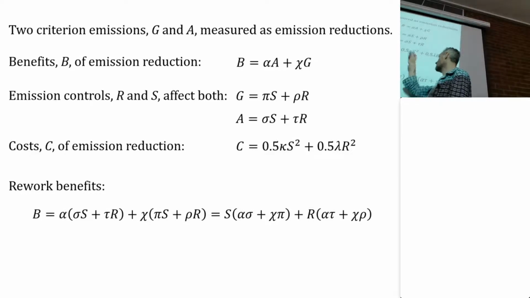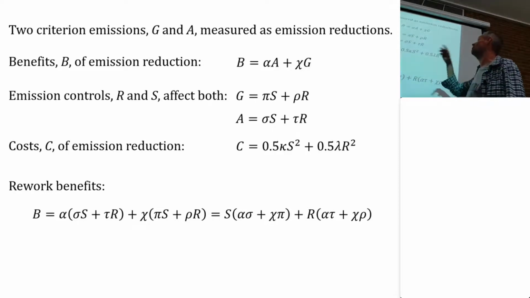Cost of emission reduction are a quadratic form. The more you do in greenhouse gas emission reduction, the higher your cost. The more you do in air pollution reduction, the higher your costs, right? And that's a quadratic form. This is linear, so this is an LQ model, linear quadratic. And the good thing about quadratic terms is that then your first order conditions are linear. So you have an explicit solution, right? An analytic solution.